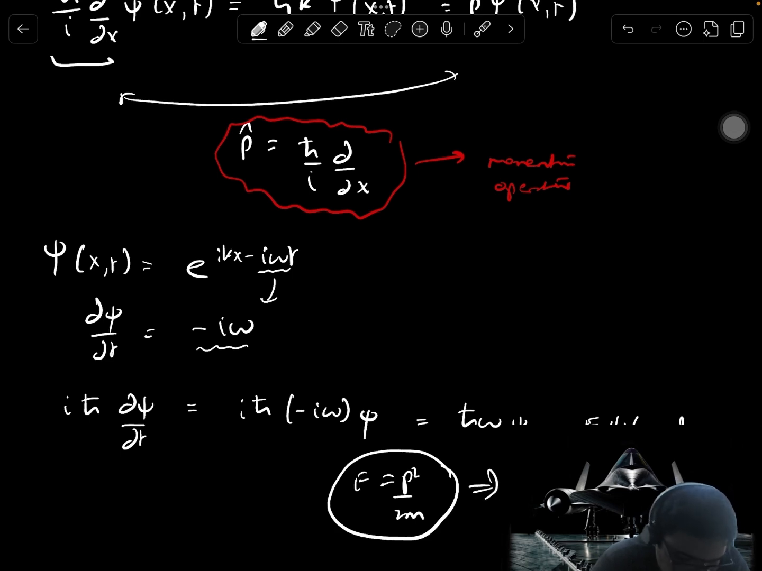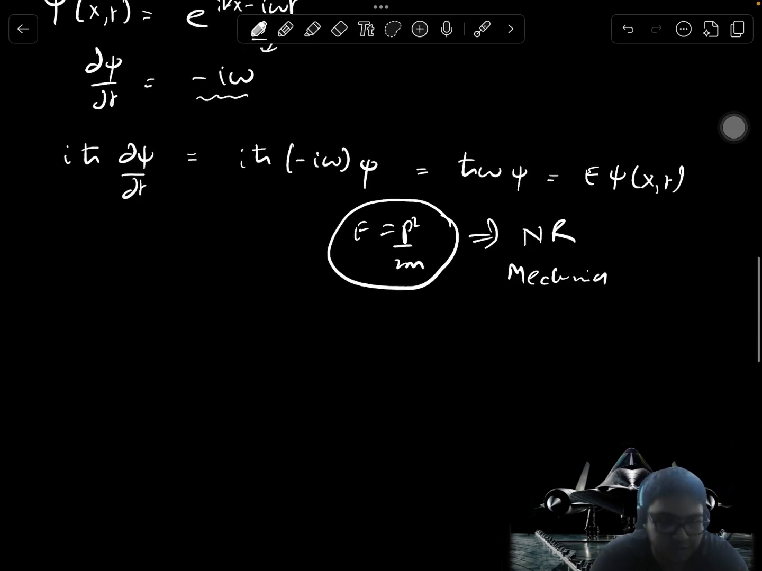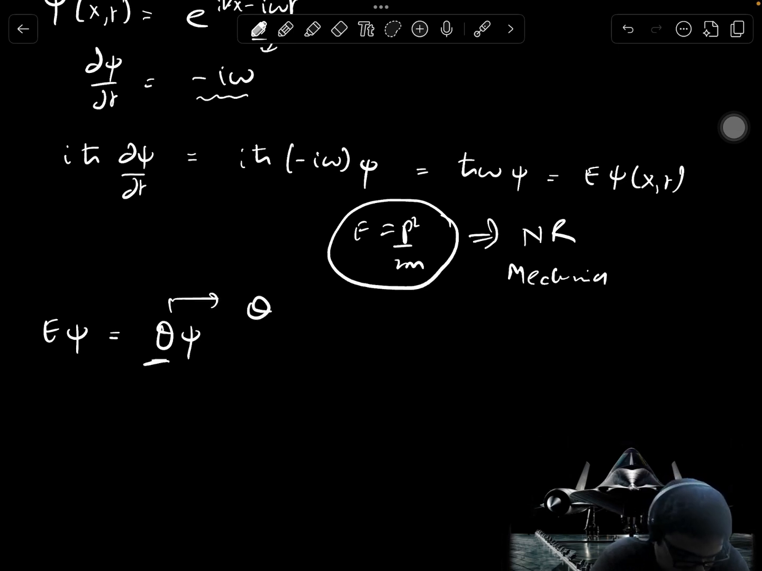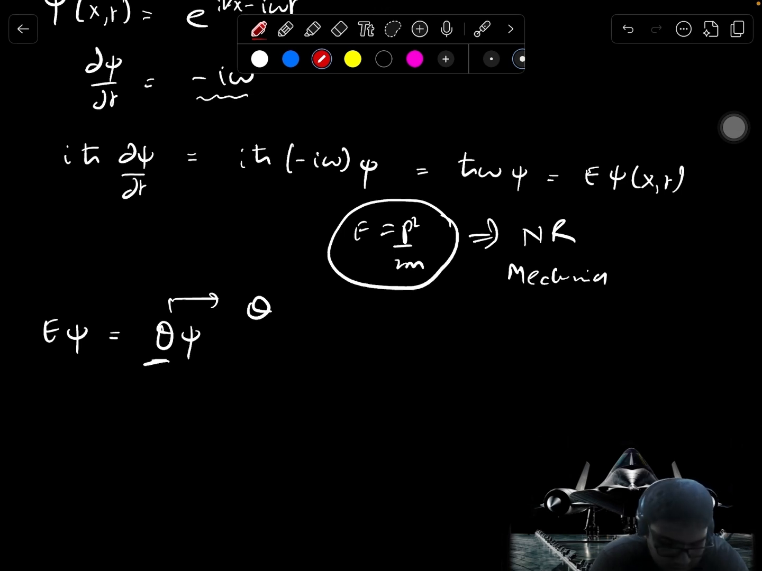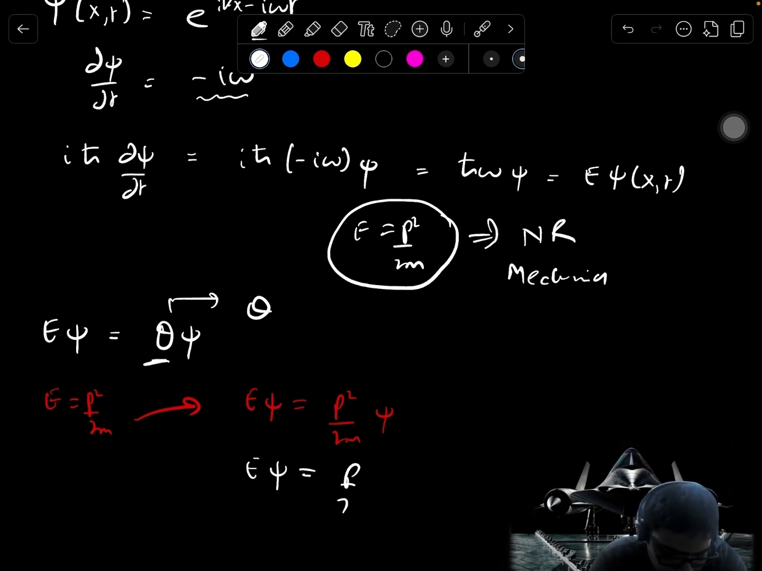Now E psi equal to theta psi, because we are trying to find the energy operator here. Theta is something for us to find. Now put E equal to p square over 2m. So E psi equal to p square over 2m psi. Now I'll take one p inside, so p over 2m into p psi. Now instead of p, I'll be placing the value of the momentum operator here.